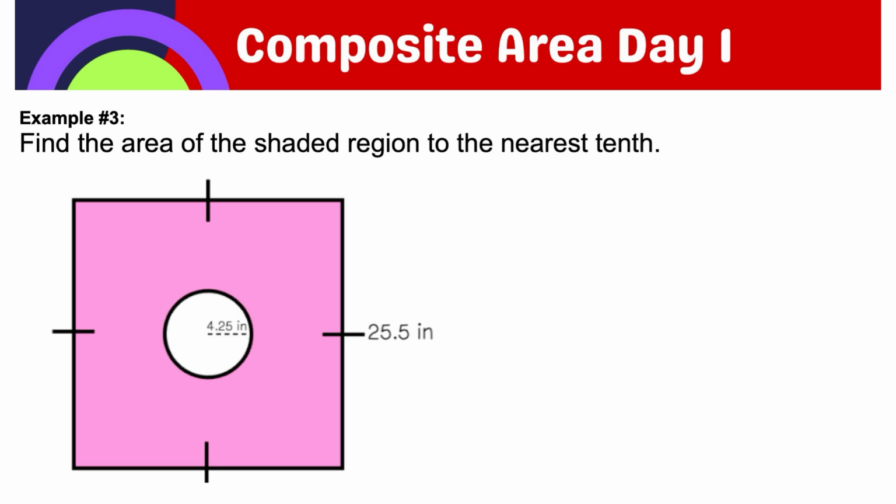So when you do that, you'll start by first finding the area of the square, and we're going to substitute our information of 25.5 squared.